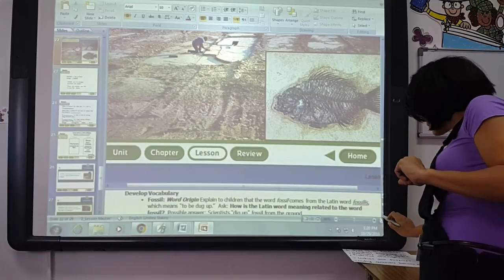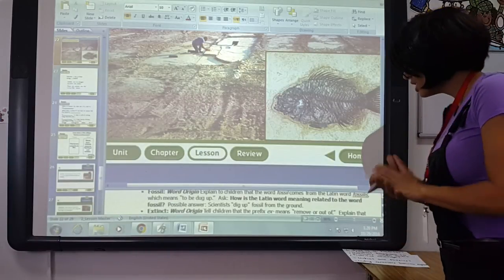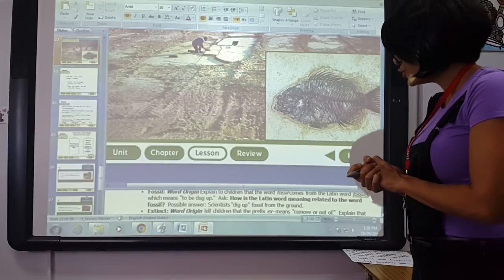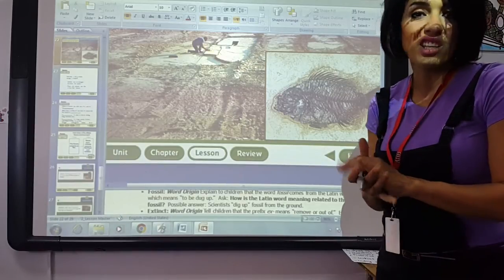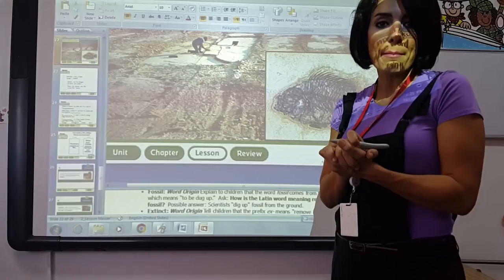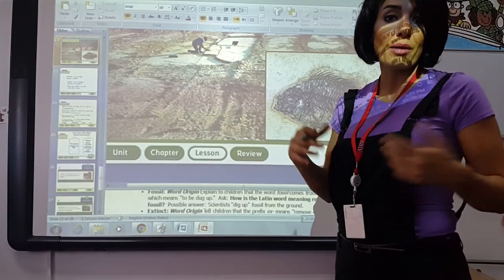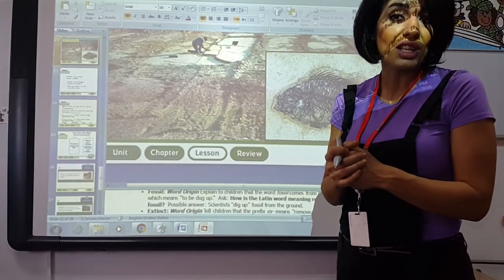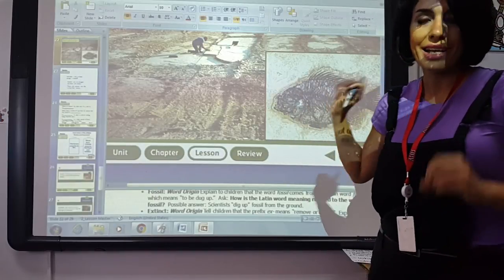Fossil. The word fossil is very important for scientists, because it tells them so many facts about the habitat and the living things that lived in the habitat.